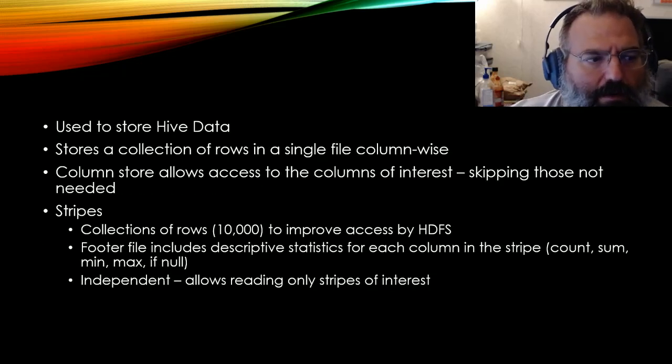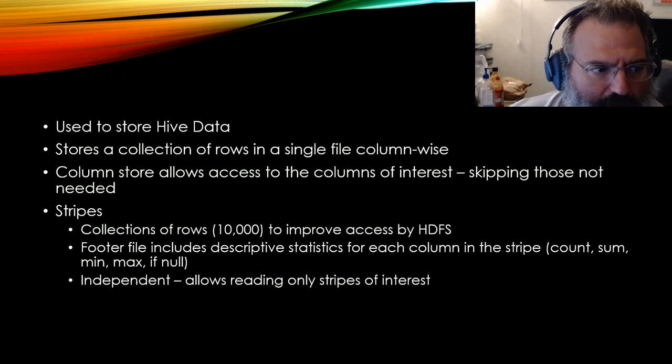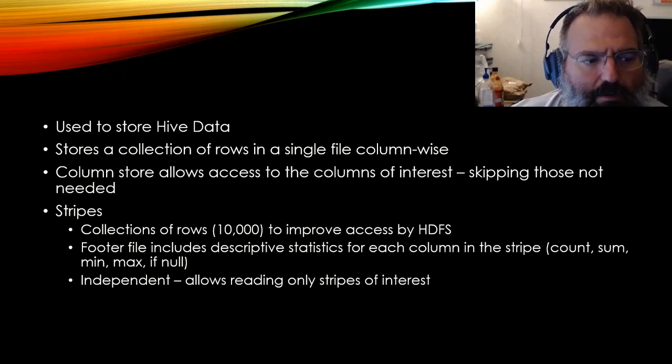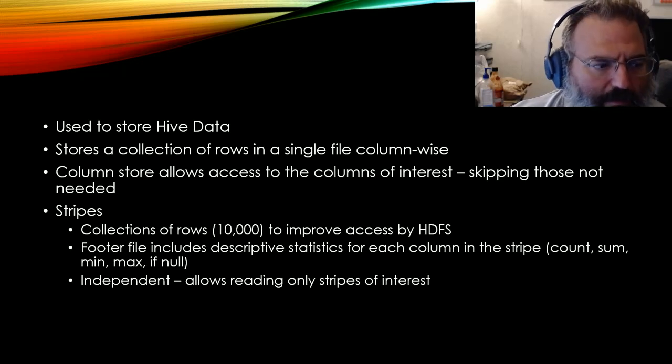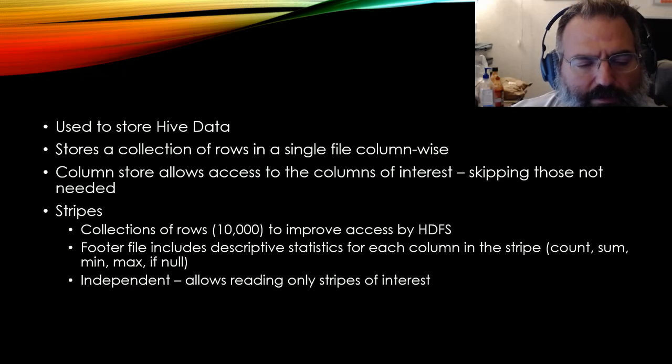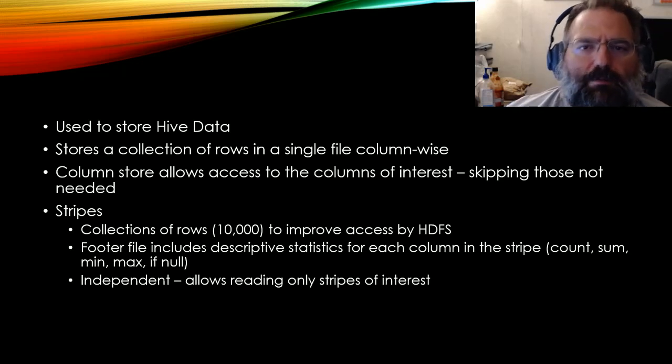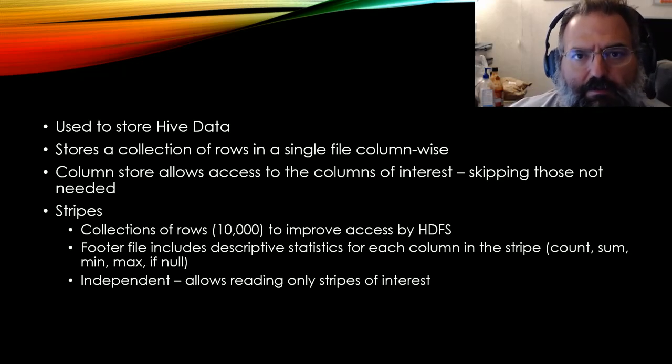ORC, used to store Hive data. It stores a collection of rows in a single file column-wise, and the column store allows you to access those columns that you're interested in and skip the ones you don't care about. You have this concept of a stripe, which is a collection of roughly 10,000 rows, and the whole point is you're creating these chunks of data that improve the performance when you're interacting with the file system, be it HDFS or something else.